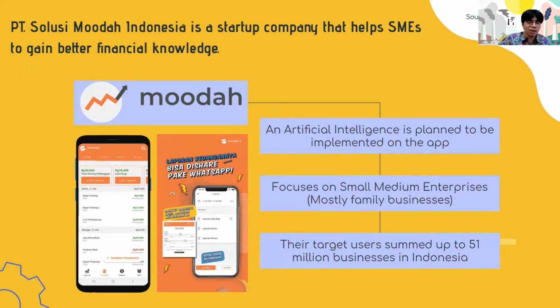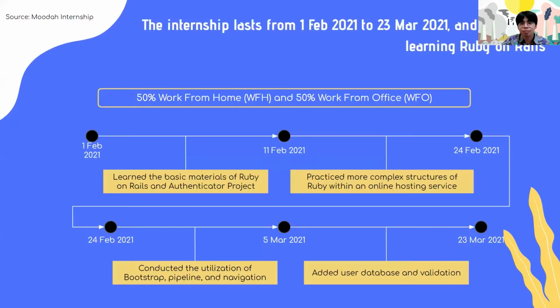The app gives a financial management system to the users, and from what I've heard, there's a plan to implement artificial intelligence on the app itself. The app is targeted to small and medium enterprises, and the users sum up to 51 million businesses in Indonesia. My internship lasted from 1st February to 23rd March 2021, and focused on learning Ruby on Rails.